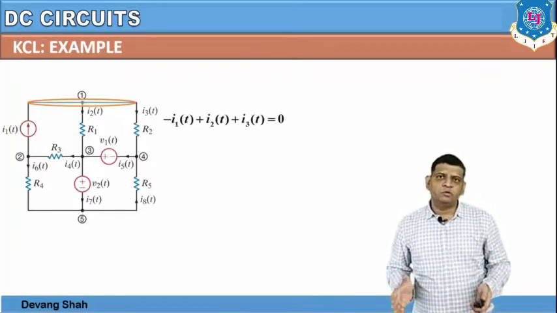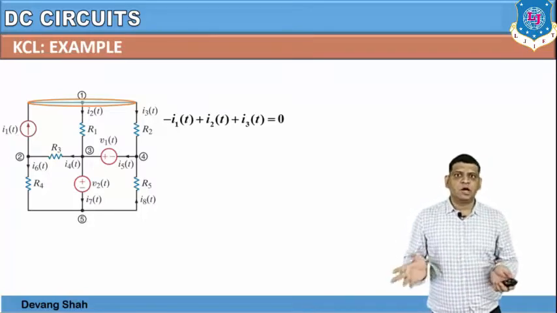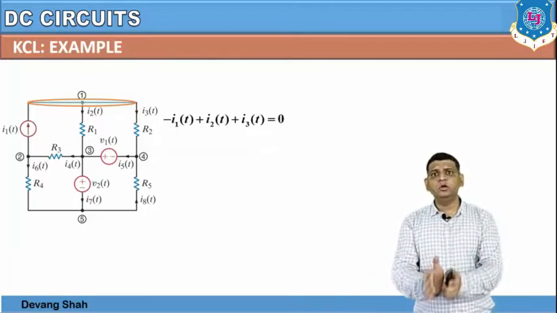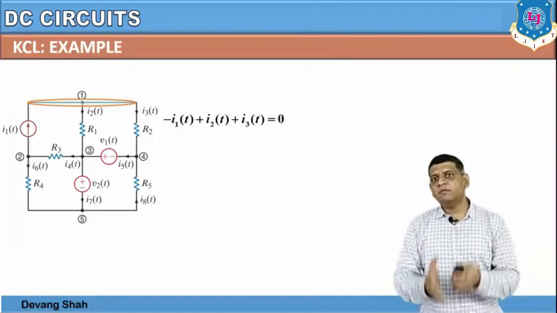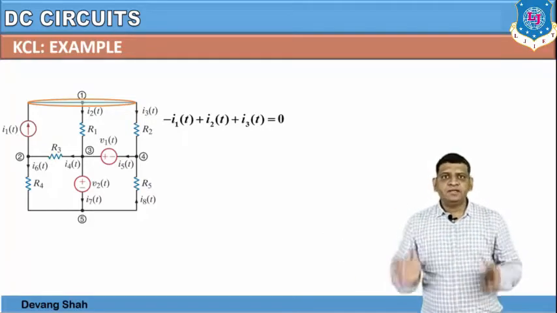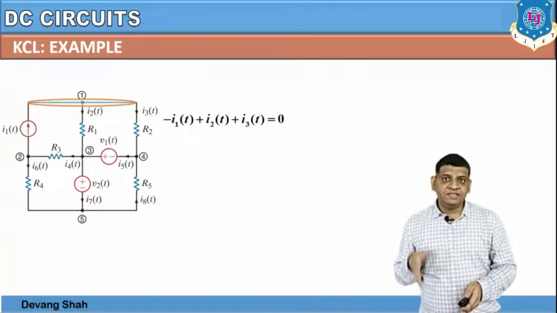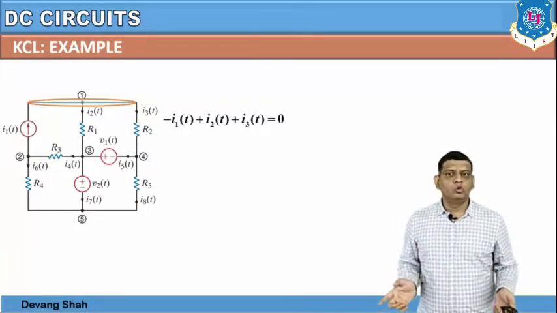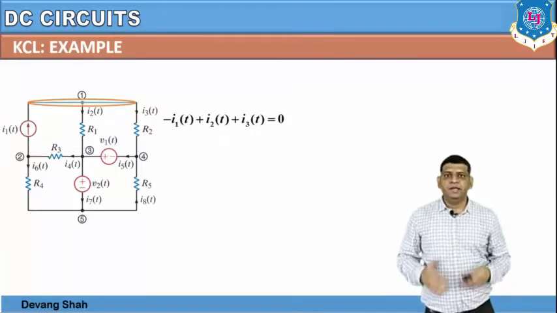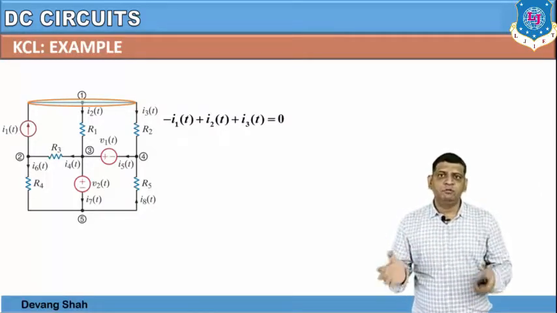You can see node number 1, where I1 current is entering and I2 and I3 currents are outgoing, right? So ultimately the algebraic sum of current at a particular node must be equal to 0. That means the sum of entering current is equal to the sum of outgoing current. So ultimately minus I1 plus I2 plus I3 is equal to 0, where I1 current is entering but the rest of the 2 currents are outgoing. So the algebraic sum must be equal to 0. Same way you can further analyze and go for node number 2, 3, 4 and 5 likewise.